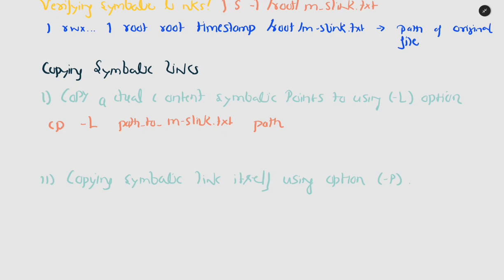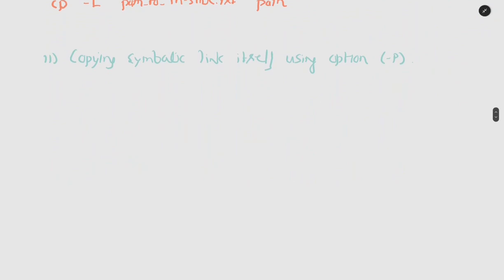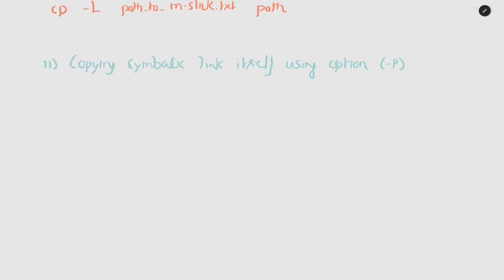So if you want to copy the symbolic link itself, preserving it as a symbolic link, we will use the option called -P. Example, cp -P path to this file mslink.txt. This is a symbolic link which we created, and the path where we want to copy. So with this option, cp copies the symbolic link itself, not the content it points to. This ensures that the symbolic link remains intact and continues pointing to the same directory or target file.